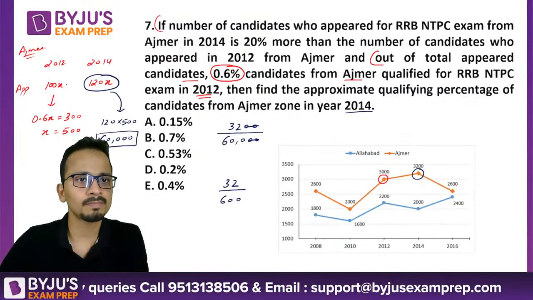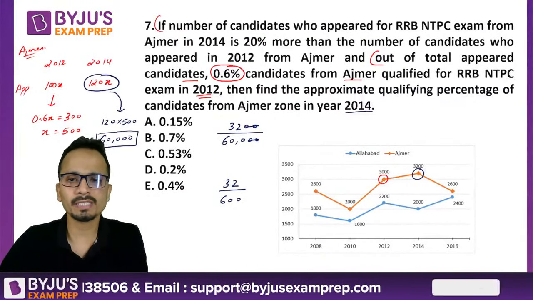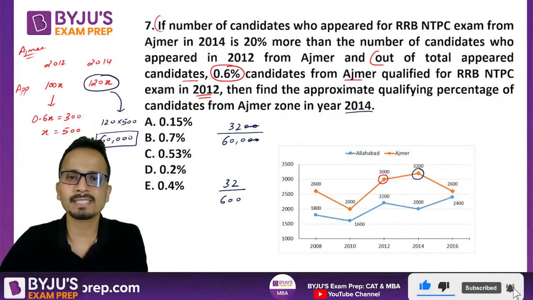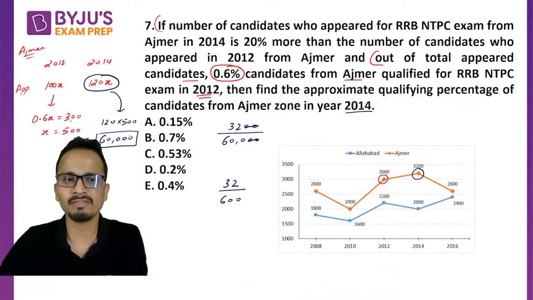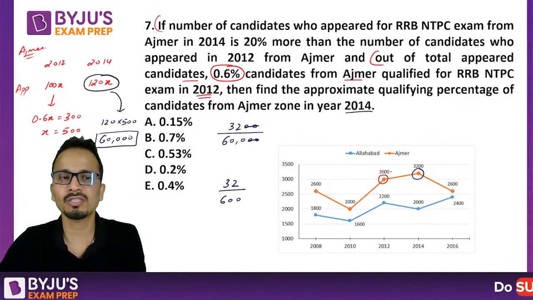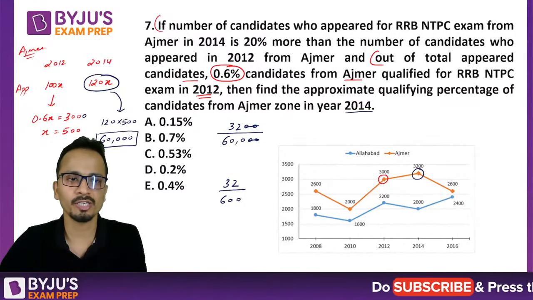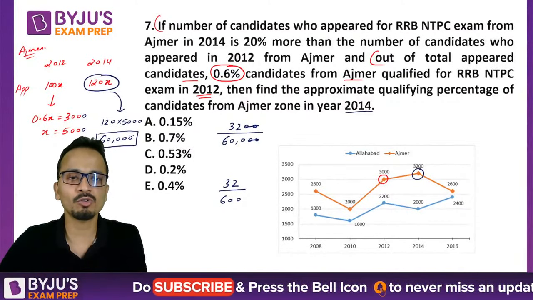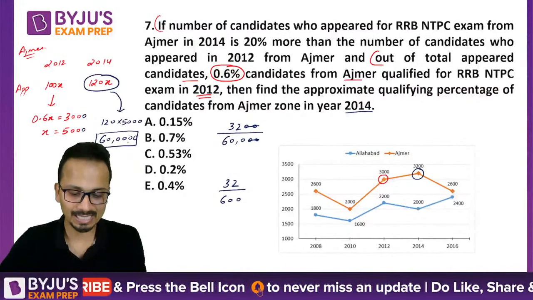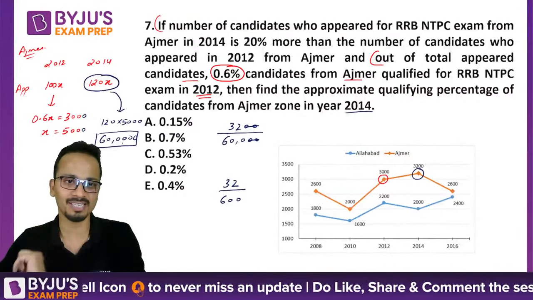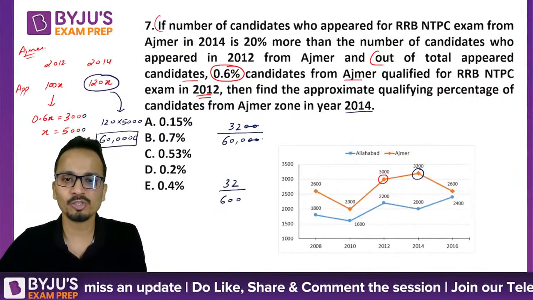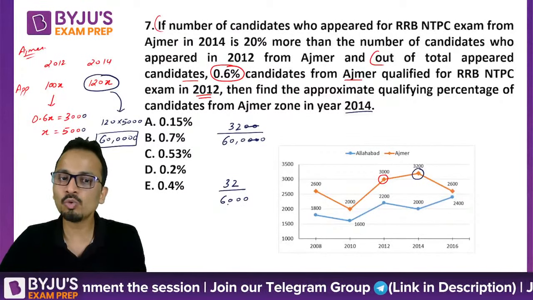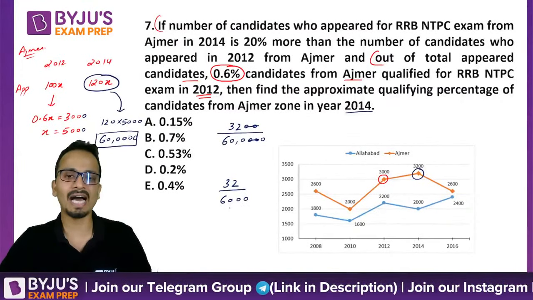So 100x and 120x, 0.6% will be 0.6x, and that is given as, oh, I'm sorry, that was 3000, not 300. Okay, so the value of x will come out to be 5000, and 120 into 5000 it will be 6 lakhs. No Vicky, I had messed up one zero. So 6 lakhs, so the denominator will be 6 lakhs, so here 6000. All right, so 32 upon 6000 is what I have to calculate.